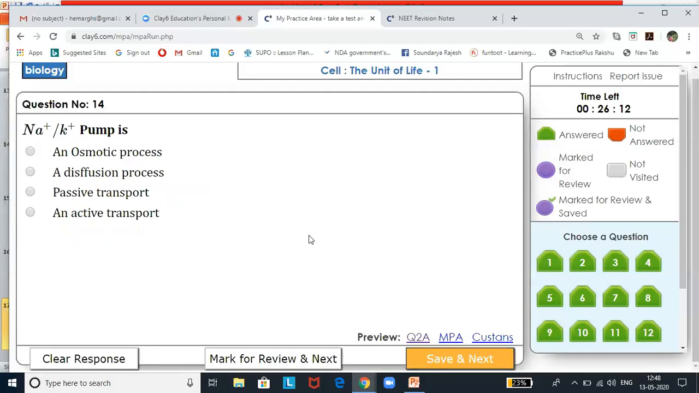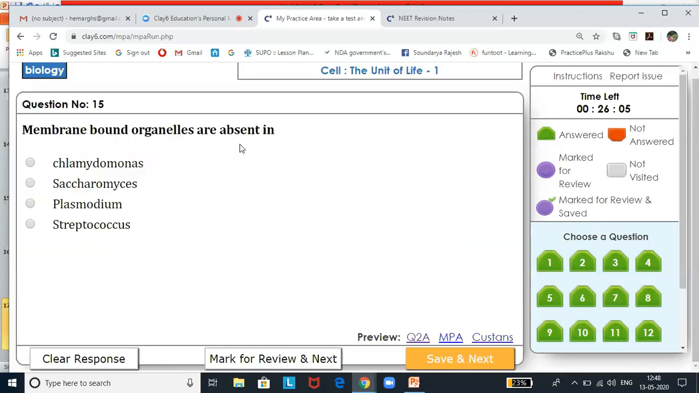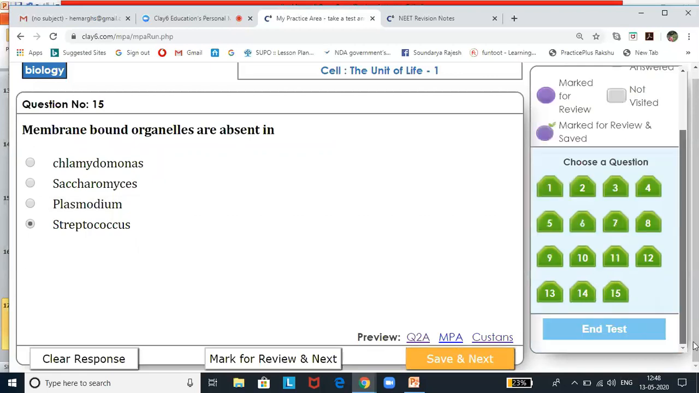Sodium potassium pump is an active transport. Membrane-bound organelles are absent in Chlamydomonas, Saccharomyces, Plasmodium, Streptococcus. If you look at here, Chlamydomonas is an algae, Saccharomyces is yeast, Plasmodium is a protozoan, so they are all eukaryotes. Streptococcus is a bacteria and it is a prokaryote, so Streptococcus lacks it. So I have completed the test. I am ending the test here.